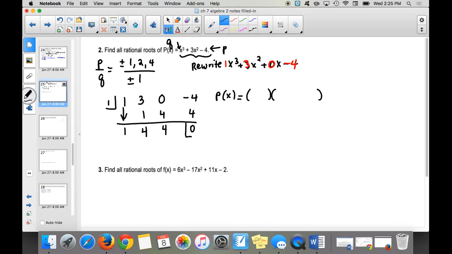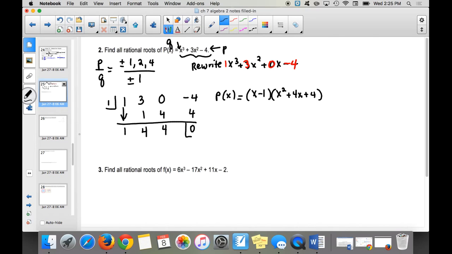So do you guys remember what I write in the little parentheses? X minus 1, right? And then the quotient comes from the 1, 4, 4. So what do you write in the bigger parentheses? X squared plus 4x plus 4. Do you guys all remember that? We did that in chapter 5.